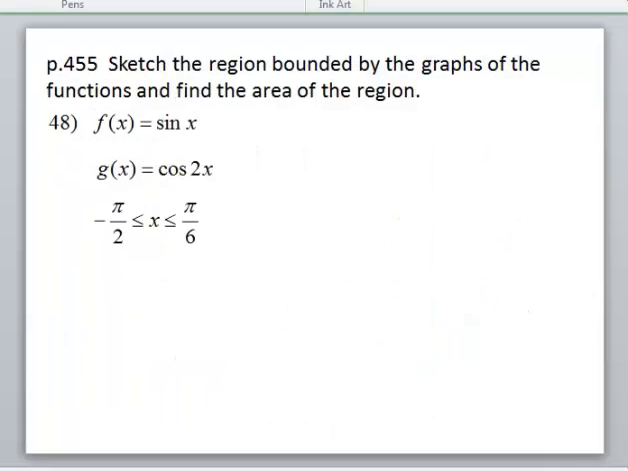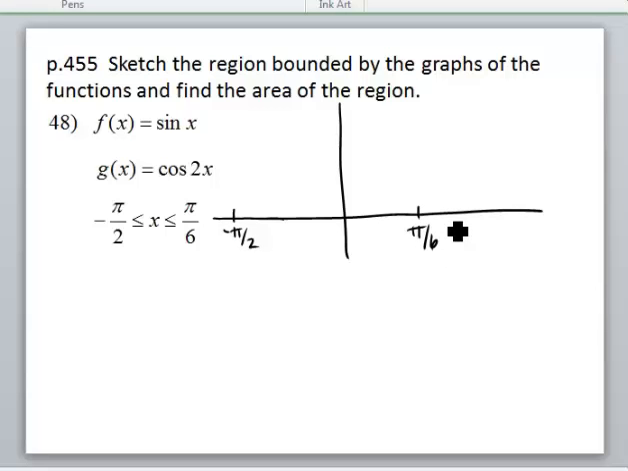There's just 2 problems today, so this is the second problem. I'm going to try to get the region sketched. On this problem, we're talking about going from negative pi over 2 to pi over 6. So I'm not going to concern myself with any other part. I'm going to sketch the sine of x first. The sine of 0 is 0. The sine of negative pi over 2 is negative 1. And then the sine of pi over 6 would be 1/2.